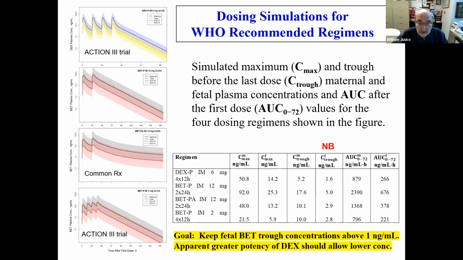And then we found greater potency of Dex in the biomarkers that we studied. It's not clear what the potency of Dex is in this antenatal treatment. But if what we saw for the biomarkers holds true for this condition, Dex has a greater potency. It should allow for lower concentrations with whatever doses are being given for this indication.